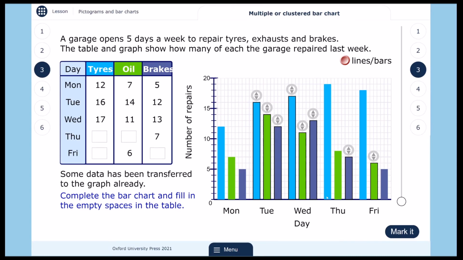On Thursday, I can see that my first bar goes up to 19, so that means the tyres value is 19. I can also see my second bar goes up to 8, meaning the value for oil is 8. On Friday, my first bar goes up to 18, meaning the value for tyres is 18. And my third bar goes up to 5, meaning the value for brakes is 5. Checking my answers, I can see that I've got all of this correct.